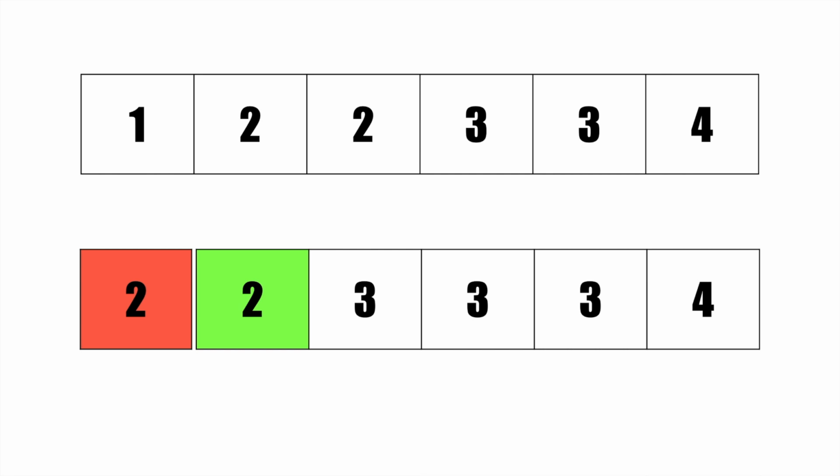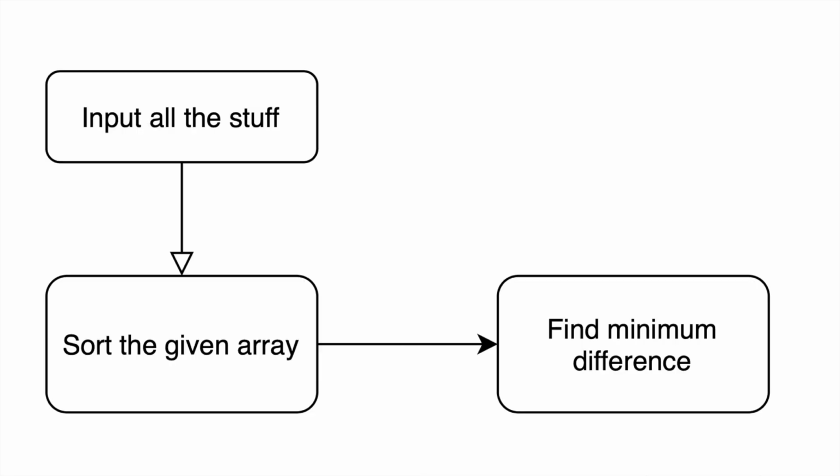So let us summarize the process. First, we have to input all this, then sort the given array, and then find the minimum difference. This is as easy as possible.